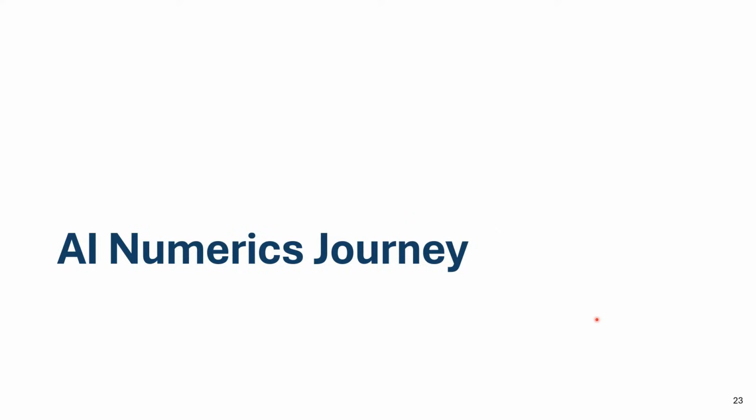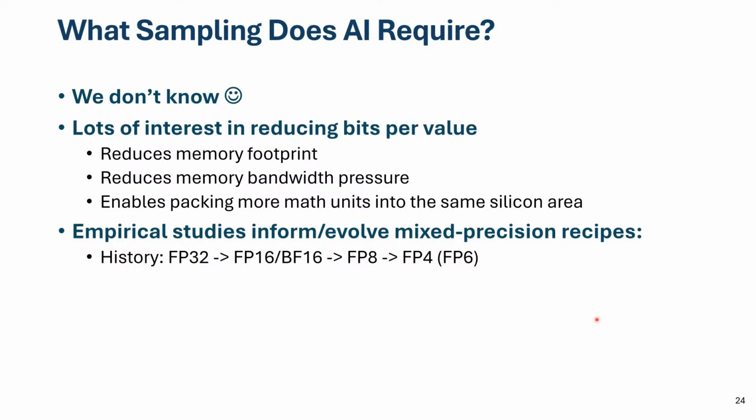Okay, so that was the basics. Took a while. So, a brief journey through AI numerics history. Now, what sampling is actually required? We saw different distributions of representations, but what does AI need? And the answer is in the first bullet. Unfortunately, we don't know. We'd love to know.